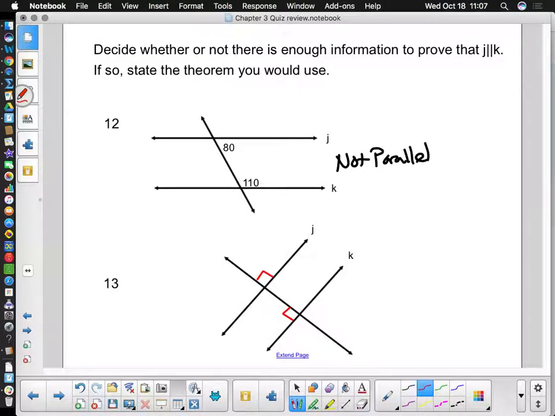Okay, these are, but it takes a little bit of work. Depending on what you do, there are different ways that you could prove this one. But it's two steps. So first maybe I could do linear pair here and then corresponding. Or I could do vertical angles and then consecutive interior. Or I could do linear pair this way and then alternate interior.